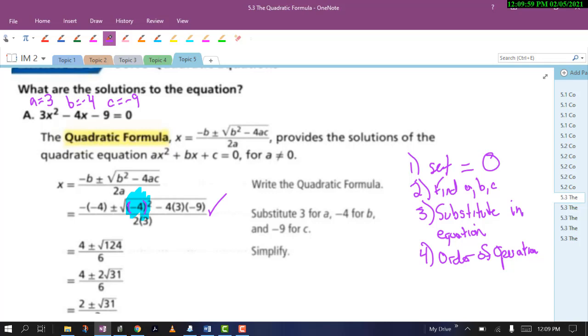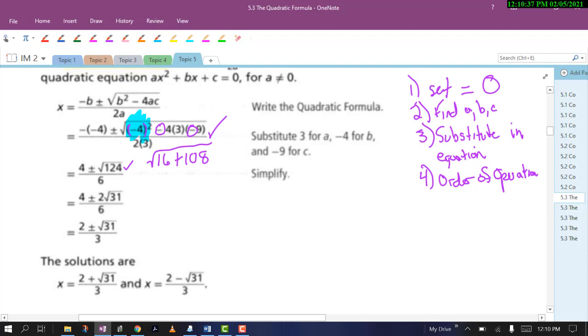Then we simplify. Well, obviously the negative 4 is positive 4. Negative 4 squared is 16. And we have minus 4 times 3 times negative 9. So that's 4 times 3, which is 12. And 12 times 9 is 108. And it's a positive 108 because we have two negatives, and when they multiply together, we get a positive number. And then 16 plus 108 is the 124 they got there.